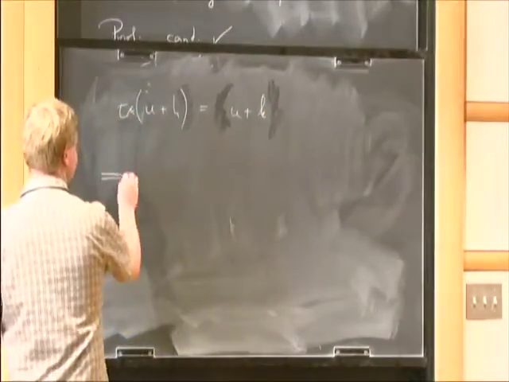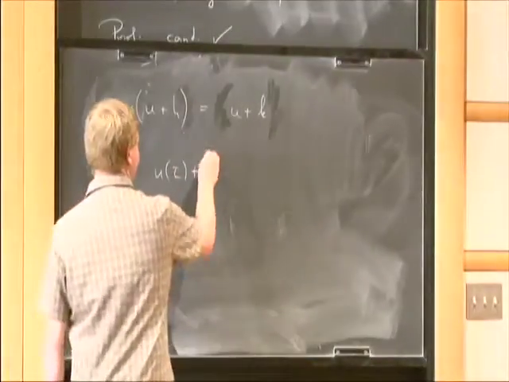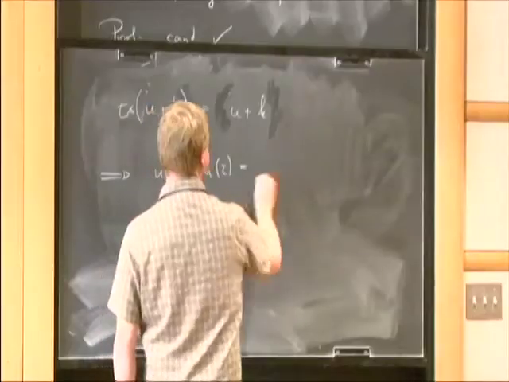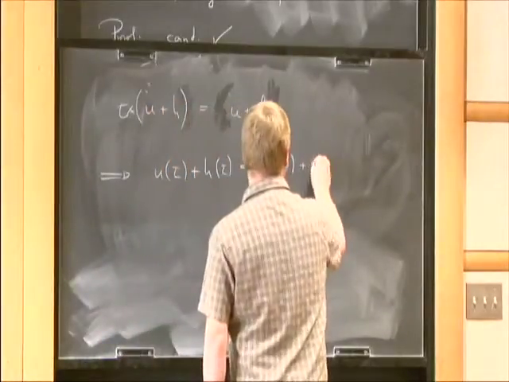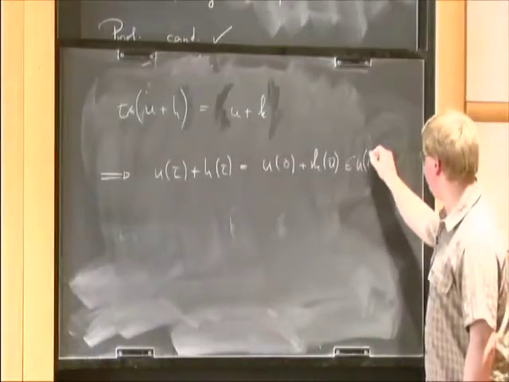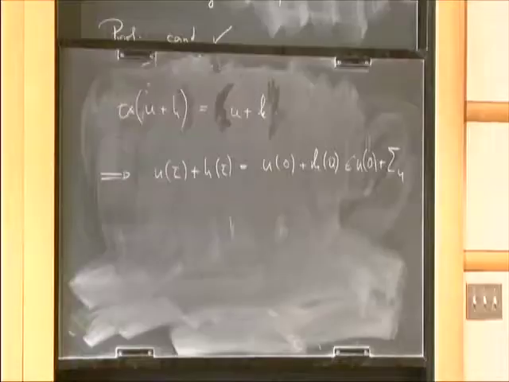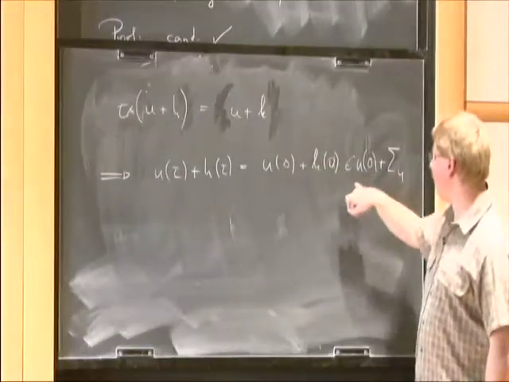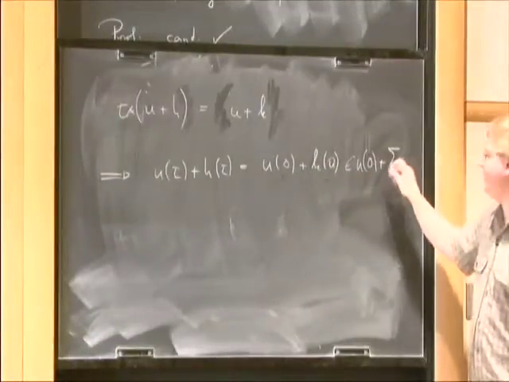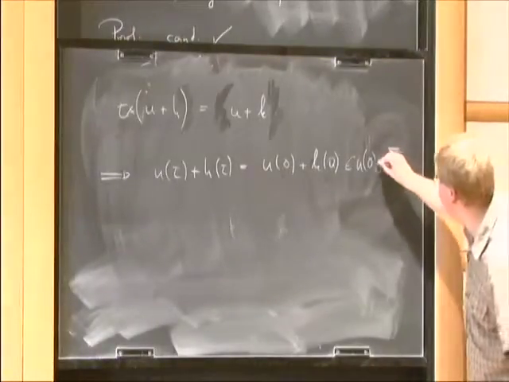So this implies that if you now evaluate the left-hand side at 0, this is u of tau plus h of tau is equal to u of 0 plus k of 0. So this is in u of 0 plus sigma u by definition, because well, k of 0 was in this space.